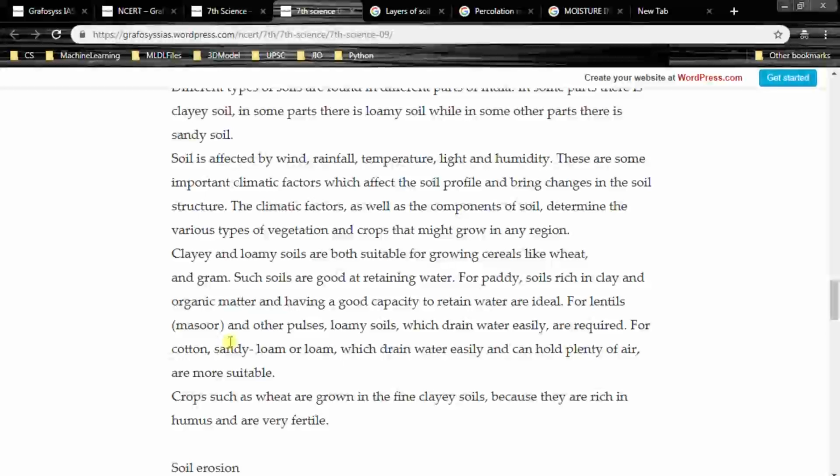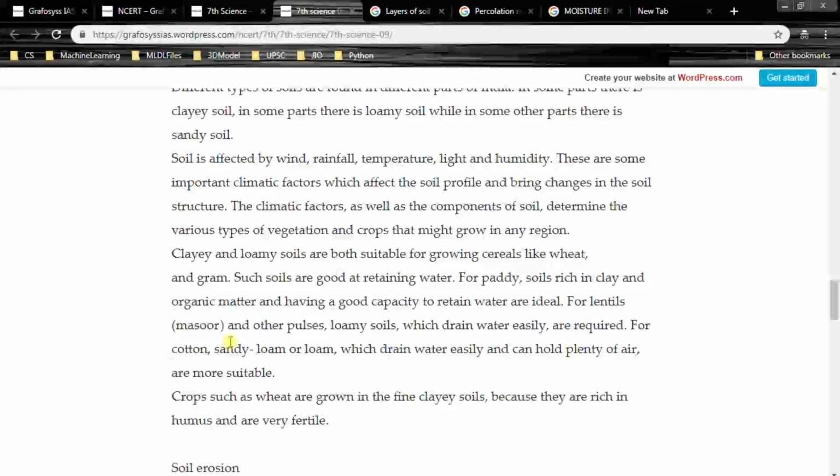Clay and loamy soils are both suitable for growing cereals like wheat and gram. Such soils are good at retaining water. So remember, clay retains water. For paddy, soils rich in clay and organic matter and having a good capacity to retain water are ideal. So for paddy, clay and organic matter. For lentils and other pulses, loamy soils which drain water easily are required. For lentils and pulses, not much water is required, so loamy soils are good for them.